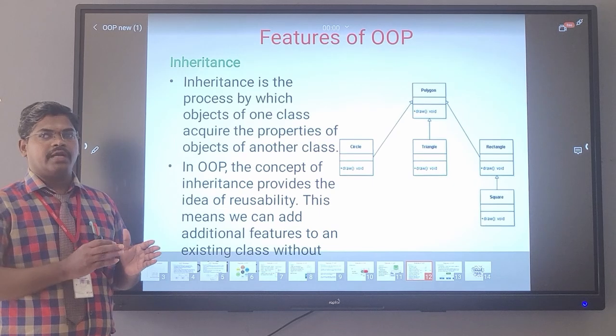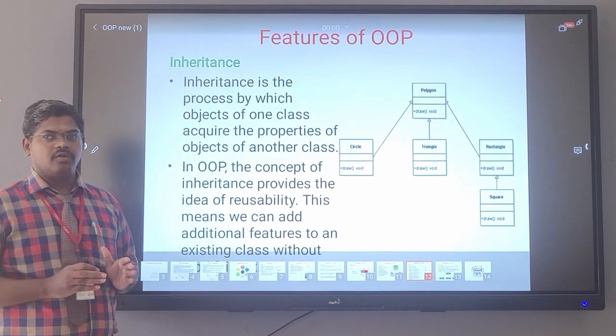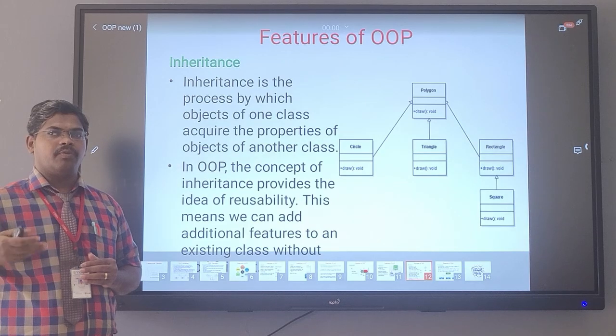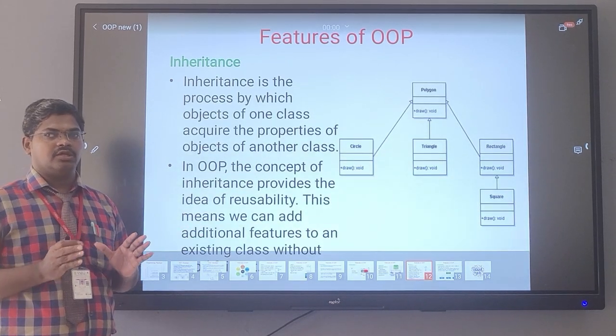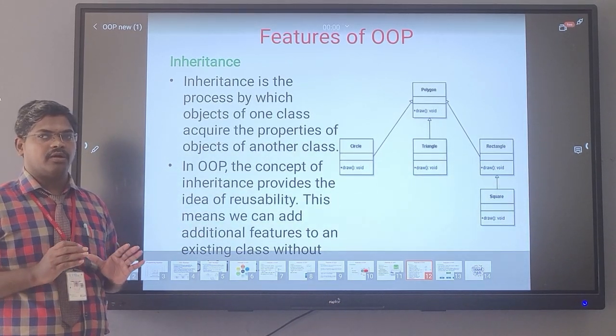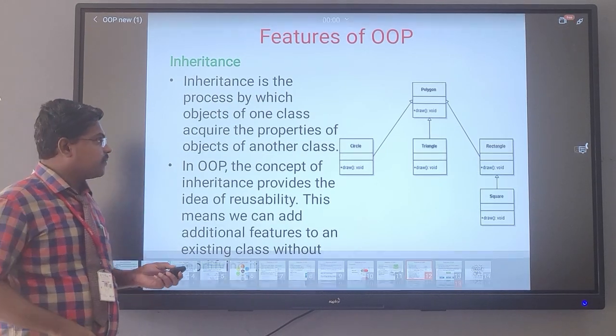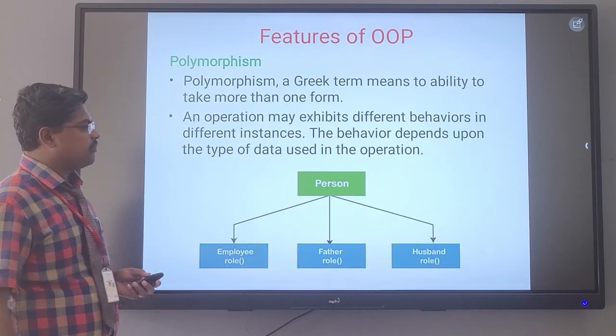Once you have created the program, it does not end. You can develop or update any new things yourself without changing the old classes. That is the main important feature that inheritance gives in OOP. Okay, so the next one is polymorphism.